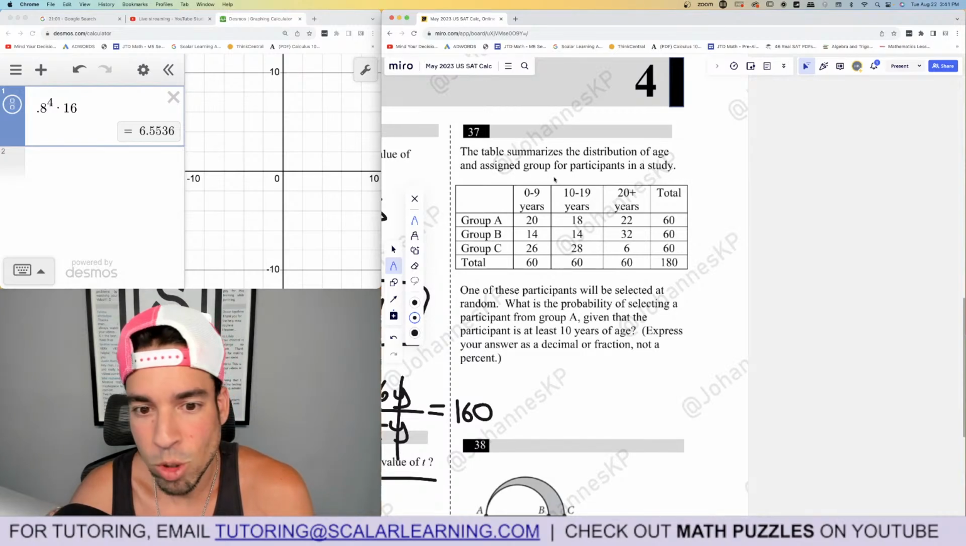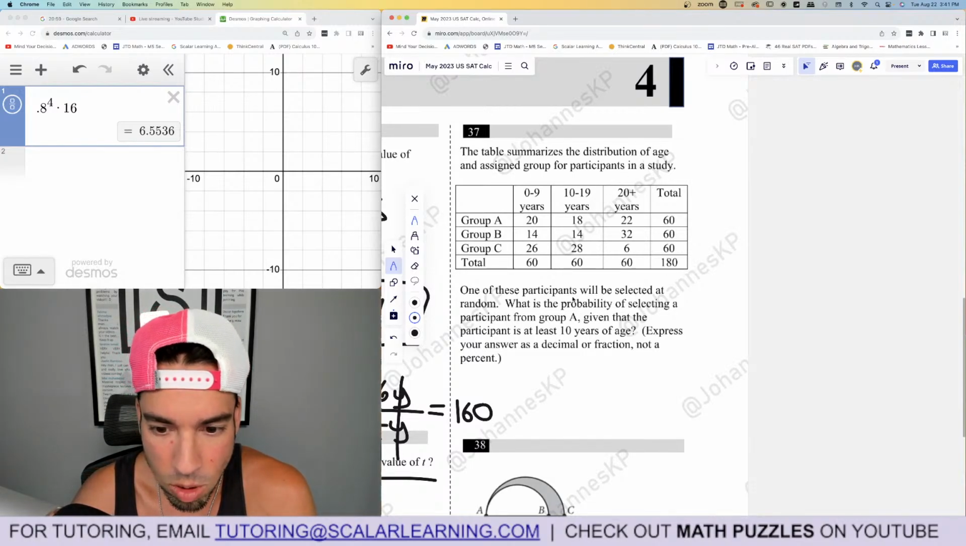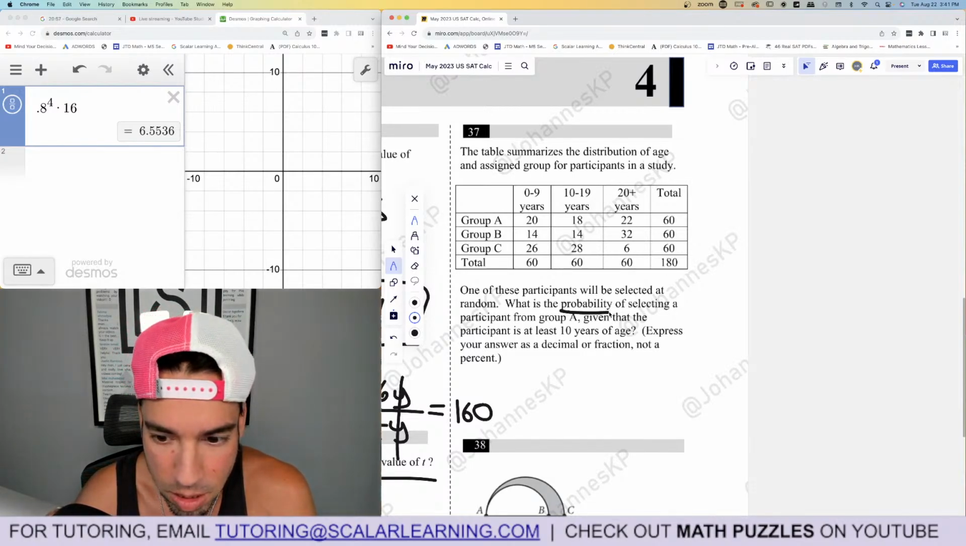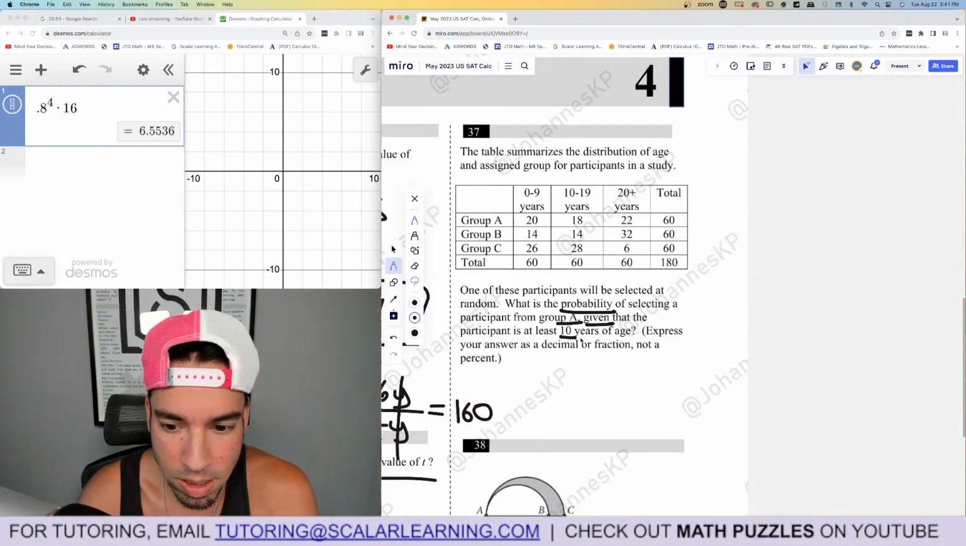Okay, 37. The table summarizes the distribution of age and assigned group for participants in the study. One of the participants will be selected. What is the probability of selecting a participant from group A given that the participant is at least 10 years of age?